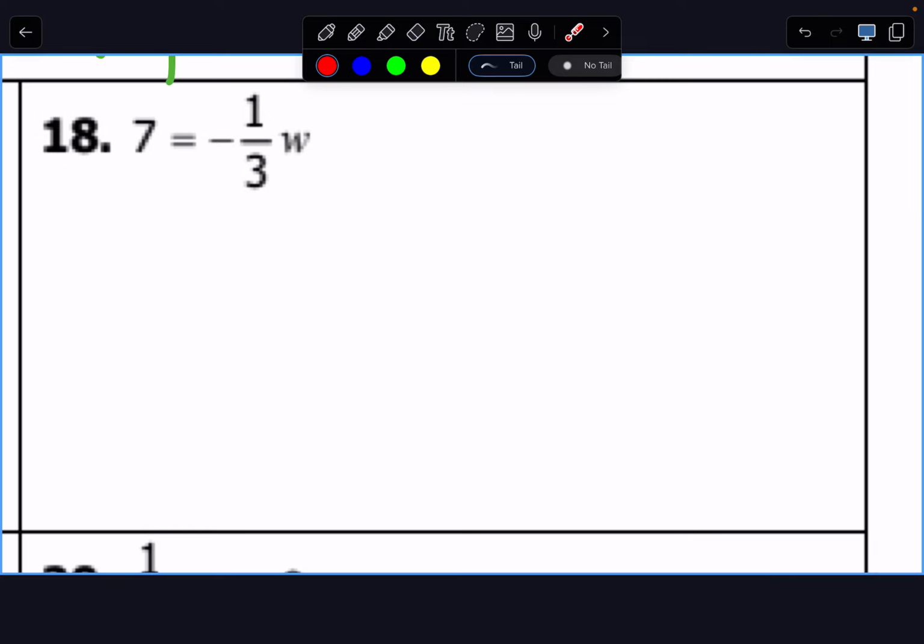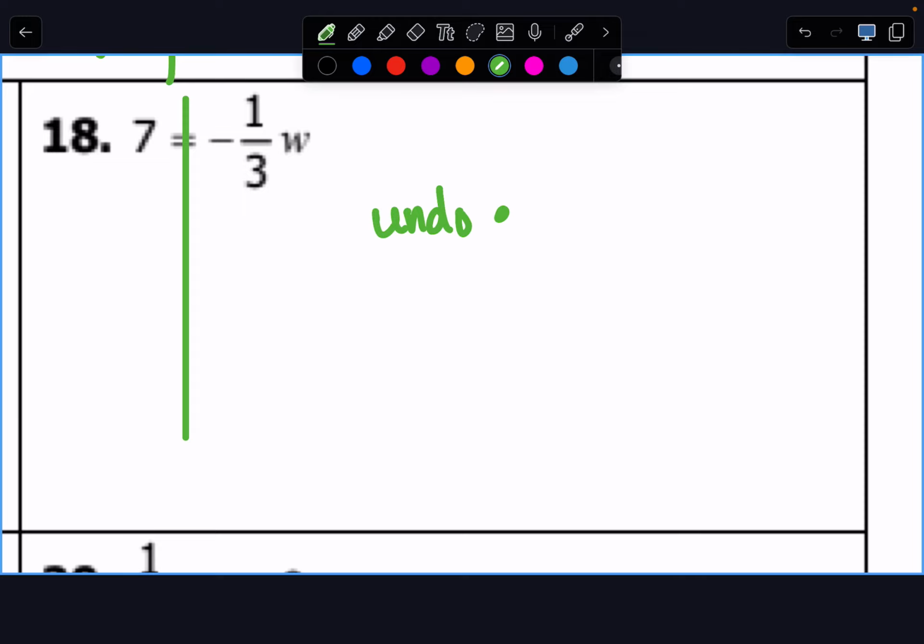Okay. All right. Let's look at number 18. Okay, the variable's on the right side. That's fine. Okay, no big deal. How is negative 1/3 tied to W? Multiplication. So we need to undo our multiplication. But since our multiplication is with a fraction, we know we need to undo the multiplication by using a reciprocal.